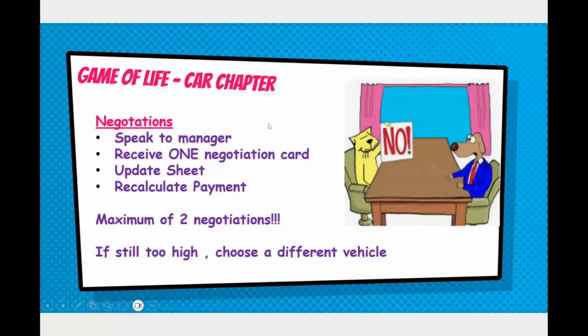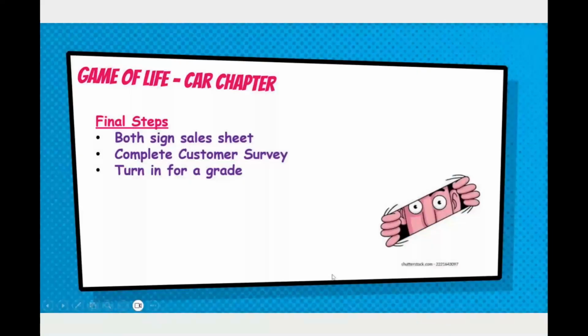So you do have negotiations. If the payment is too much, you need to speak to the manager, which is me. Receive 1 negotiation card, update your sheet with whatever's on there. It could be like, we will lower the purchase price by $2,000, or we'll give you 1% minus your interest rate, or something like that. You have a maximum of 2 negotiations. If it's still too high, you need to choose one of the other vehicles.